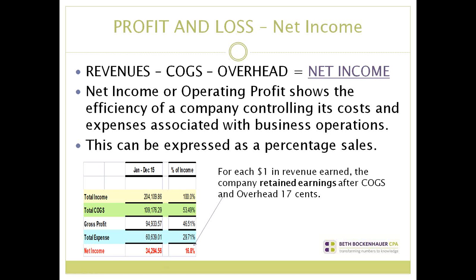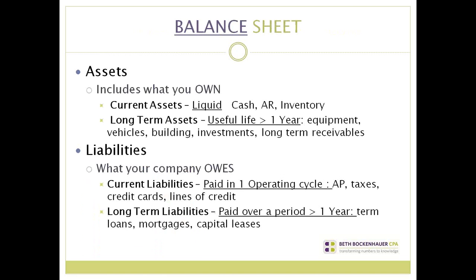So if we run our profit and loss on a percentage basis, we get to see how much it costs and how much we get to keep. In this case, it would be 17 cents on each dollar of revenue earned. So on that note, we're going to move over to the next financial statement. And actually, this is the financial statement. It's called the balance sheet.